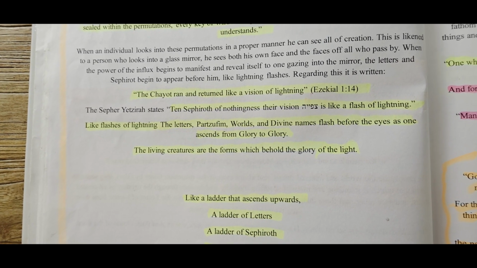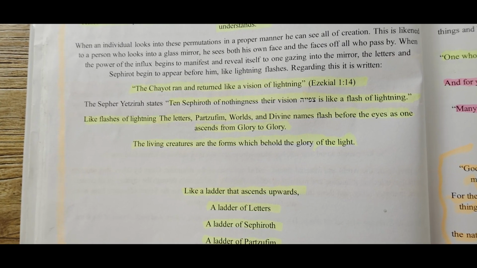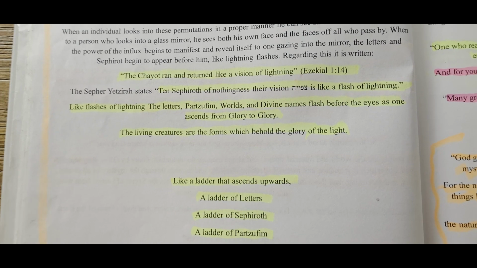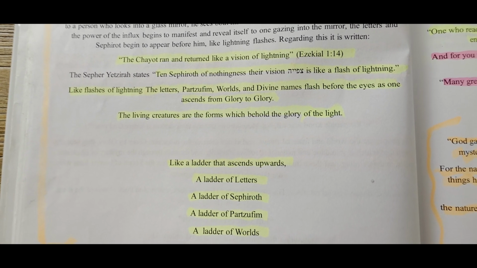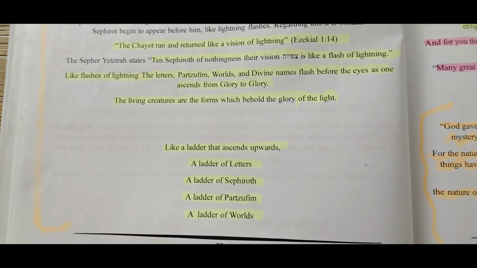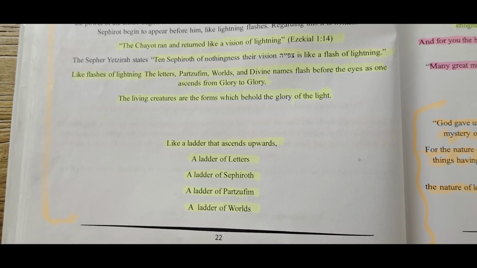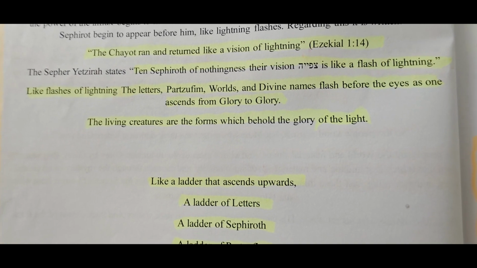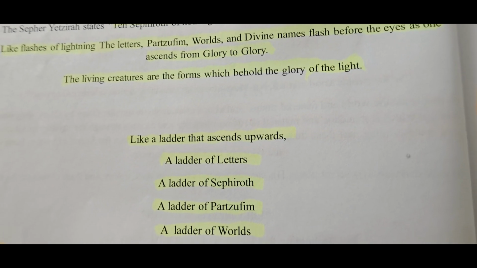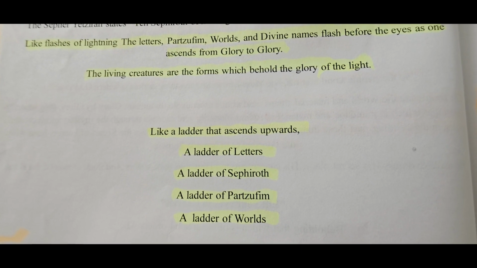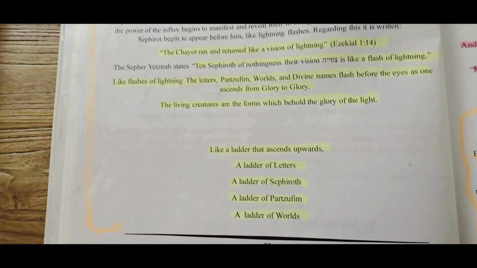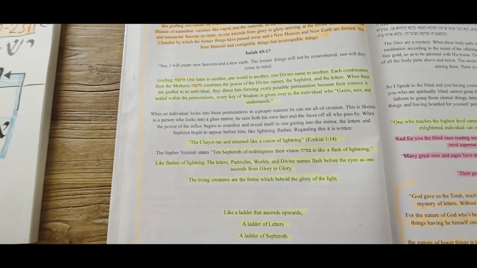Yechezkel 1:14. The Sefer Yetzirah states, ten Sefirot of nothingness, their vision, Tzafi, is like a flash of lightning. Like flashes of lightning, the letters, Patsufim, worlds and divine names, flash before the eyes as one ascends from glory to glory. The living creatures, Chayot, are the forms which behold the glory of the light, like a ladder that ascends upwards, a ladder of letters, a ladder of Sefirot, a ladder of Patsufim, a ladder of worlds, tree, fruit, seed, that is, from Aleph to Tav.